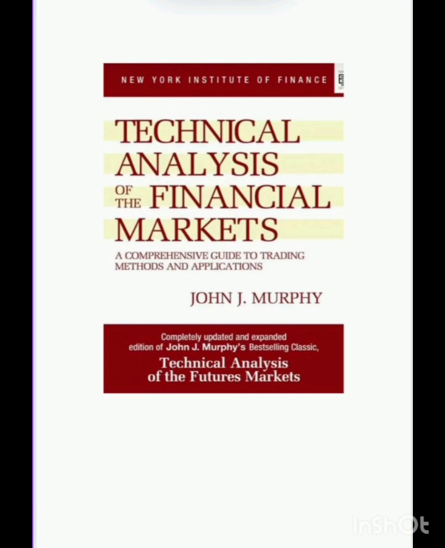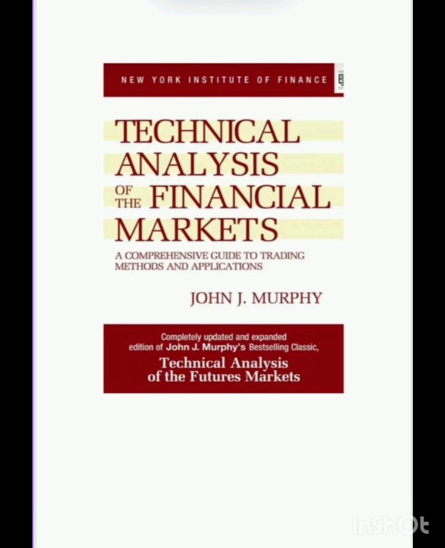Here's a summary of Chapter 12 from Technical Analysis of the Financial Markets by John J. Murphy. Chapter 12: Moving Averages. In this lesson, we'll learn about one of the most important tools in technical analysis, moving averages. A moving average, MA, is a line on the chart that smooths out price data over a specific period. It helps traders identify the direction of the trend by filtering out daily price fluctuations or market noise.